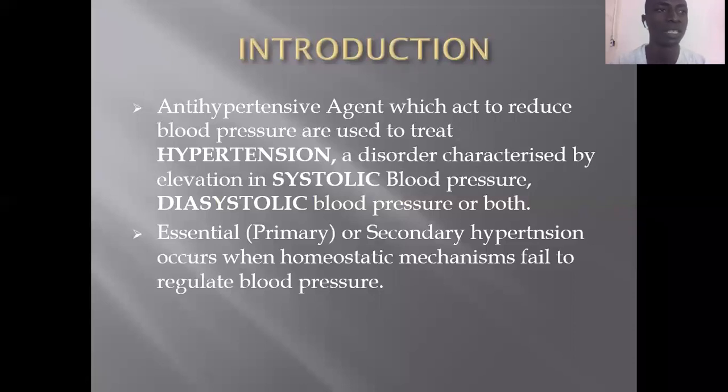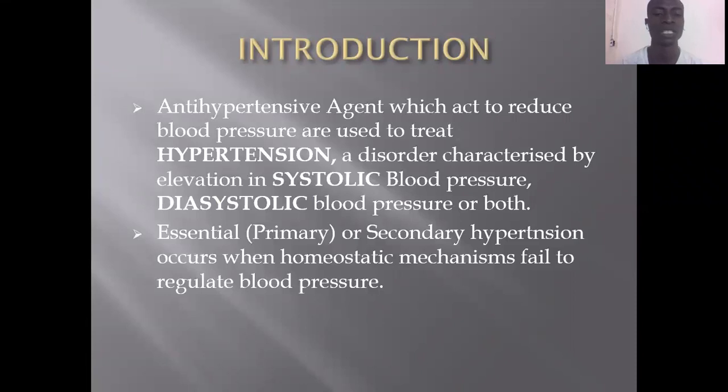So in the current definition, hypertension means that the systolic blood pressure is above 140. A normal systolic pressure should be between 100 to 140. Then the diastolic should be between 50 to 90. So when the diastolic is above 90, it's hypertension. Then when the systolic is above 140, it's hypertension.